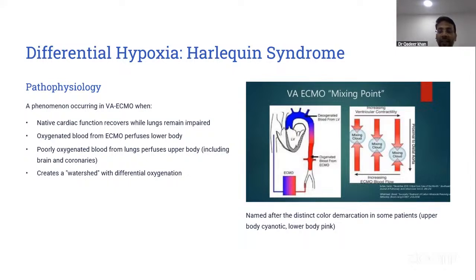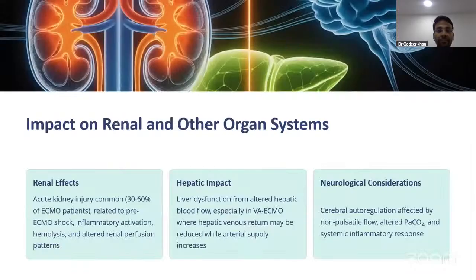Based on whether LV function is improving or worsening, we need to check the right upper limb saturations to know how much oxygenation is maintained, because the upper part of the body includes the brain, which is the most important. You need to monitor brain oximetry, or near-infrared spectroscopy, NIRS, if you have it, which will be helpful. If you don't have these advanced techniques, you can just monitor the oxygen saturation in the right upper limb. That will help in monitoring how much oxygen is going to the brain.